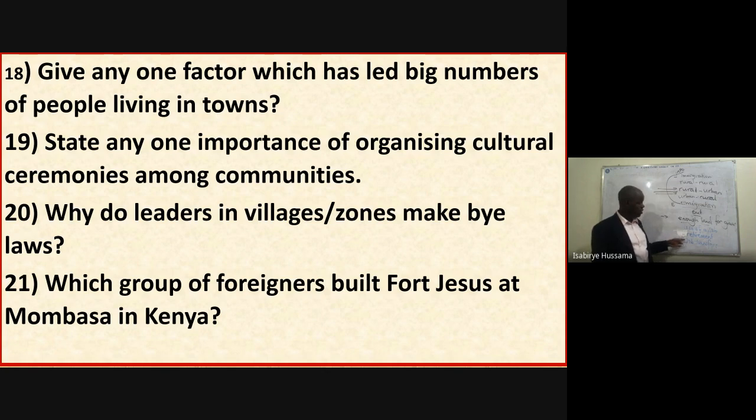So job transfers can cause people to leave towns and move to villages. Retirement is a cause. Loss of a job is a cause. Then to look for enough land for settlement. Those are some of the reasons why people leave urban areas and go to rural areas. Causes of urban-rural migration. Thank you.